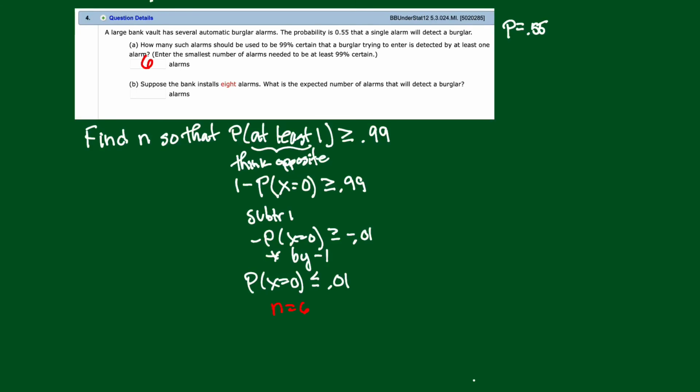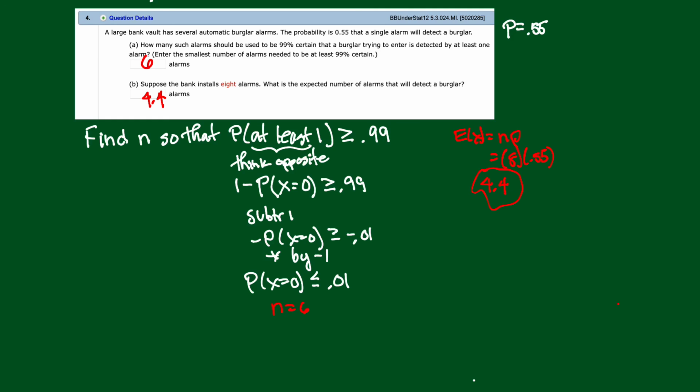Now the second part says, if the bank installs 8 alarms, what is the expected number of alarms that will detect a burglar? All right, so the expected number is n times p. For binomial, it's n times p. This would be 8 times 0.55. Now, if it was just 0.5, there would be 4. But we're a little bit more than that, so what do we get? 8 times 0.55, I am getting 4.4. That's the number I'm going to enter up here, 4.4.